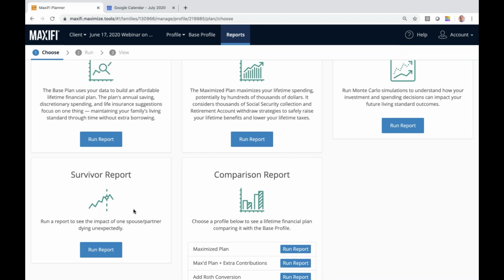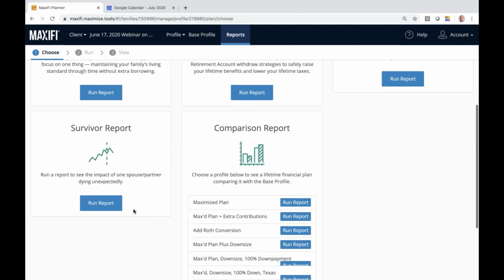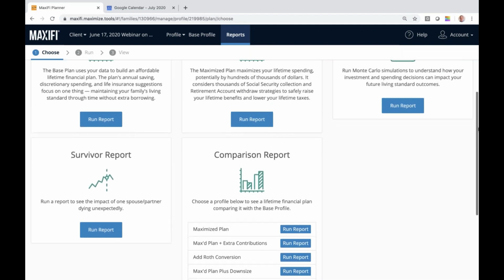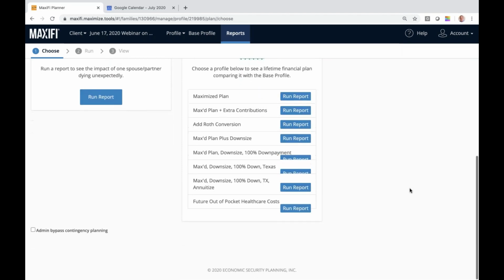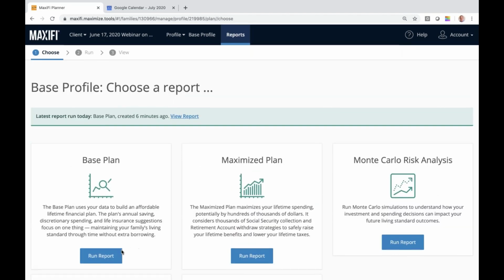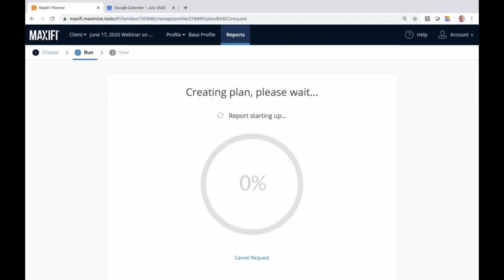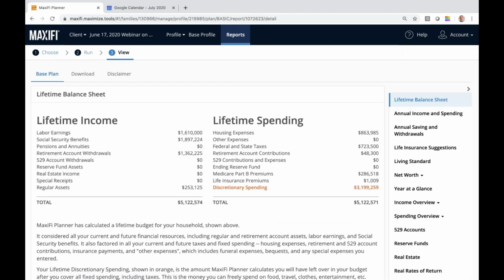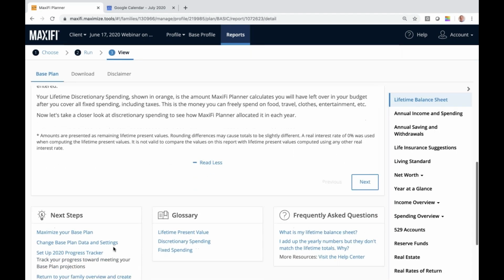You can see how the survivors would do, get a full set of reports. And then here you have comparison reports that you can run. And then we're going to have a budgeting report here that's planned for the future. In the meantime, after you run the base report, you can come down here. Let me just show you this really quickly, because I mentioned this last time, but it's a little bit buried down here.